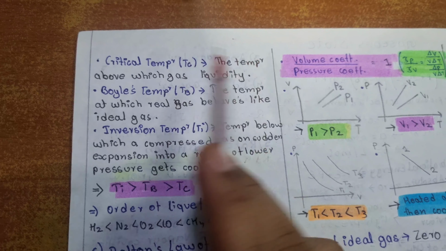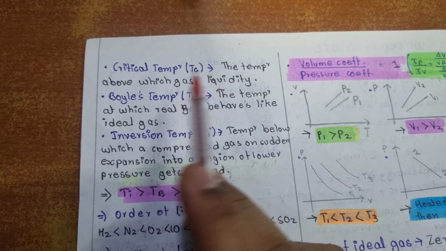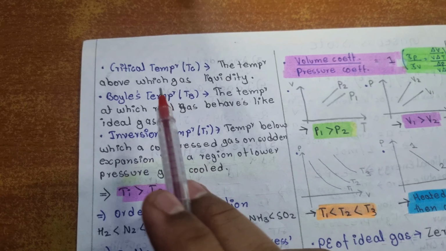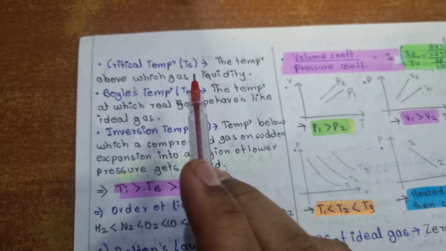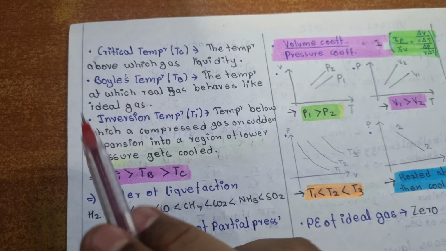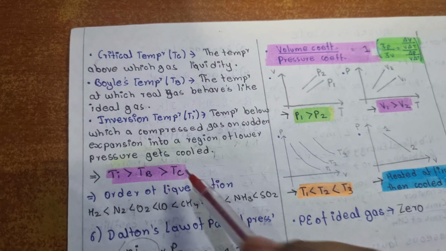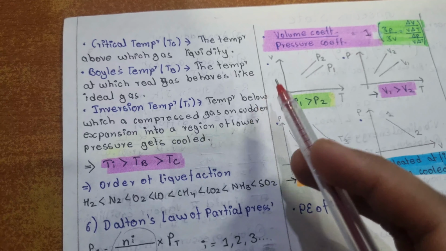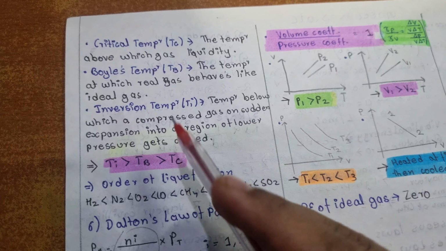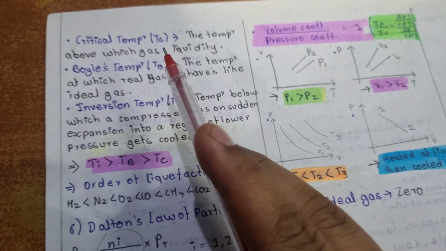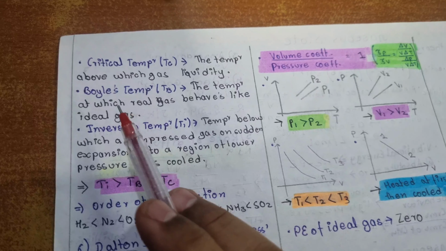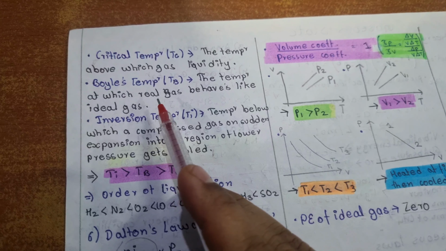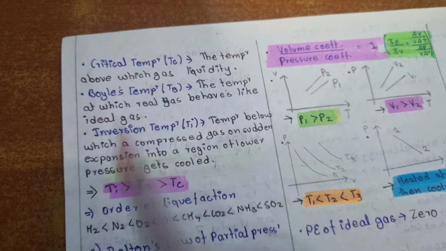Critical temperature. The temperature above which a gas cannot be liquefied is said to be the critical temperature. Boyle's temperature. The temperature at which real gases behave like an ideal one is said to be Boyle's temperature. What is inversion temperature? The temperature below which a compressed gas on sudden expansion into a region of lower pressure gets cooled is said to be the inversion temperature. The relationship is: inversion temperature is greater than Boyle's temperature, which is greater than critical temperature.